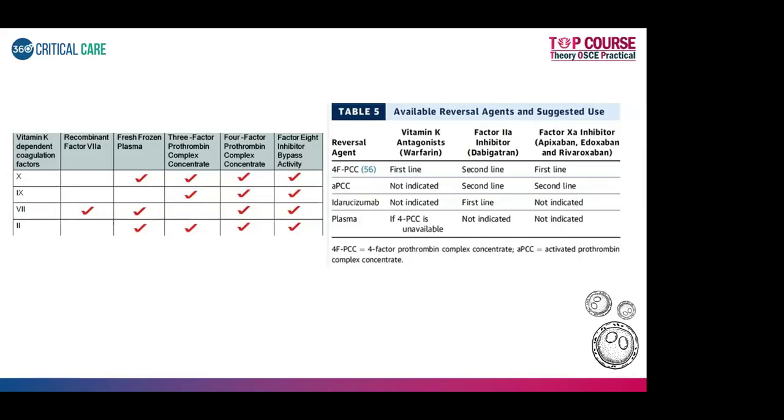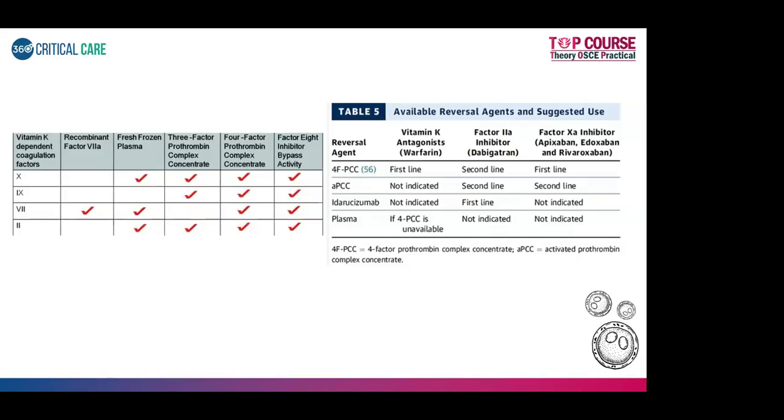Okay, so what is the reversal agent if the patient is on dabigatran? Idarucizumab. Okay, so these are the questions they will ask you. People are very fond of these questions lately. So please remember this slide. If you can read it up, it will be good enough. So what is the reversal agent usually for apixaban, edoxaban, or rivaroxaban? Andexanet alfa. Okay, so you remember all of this.